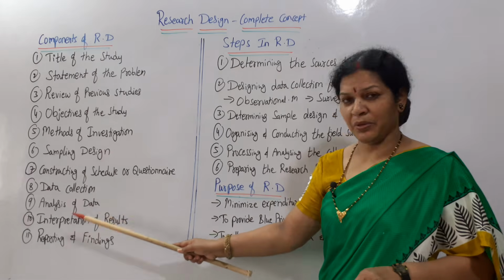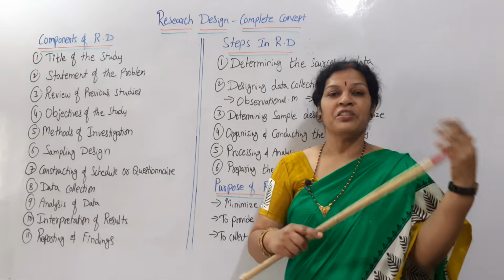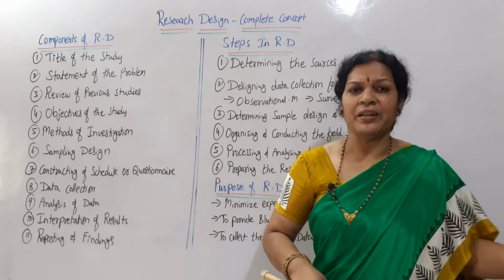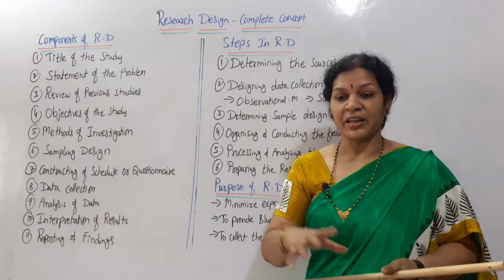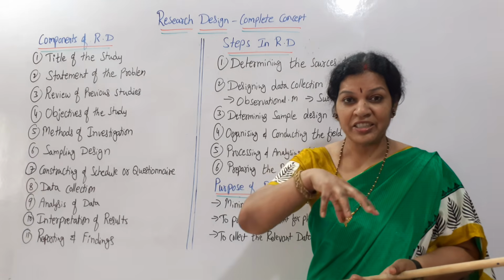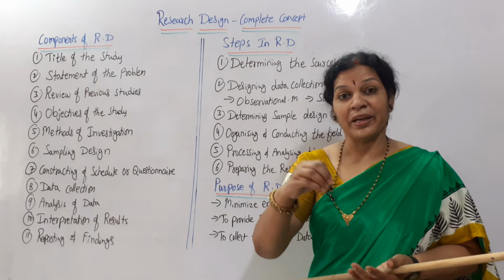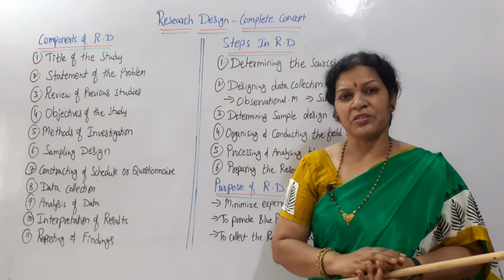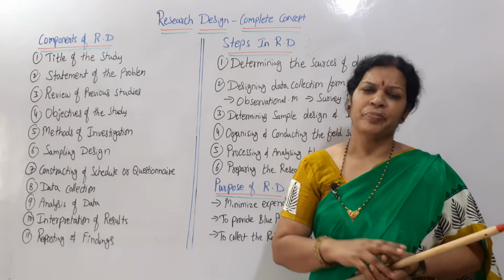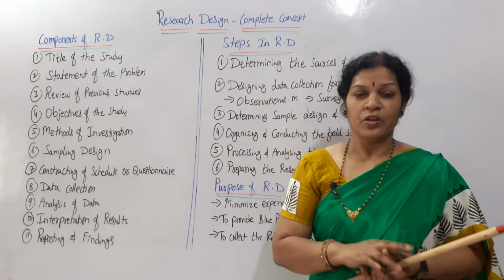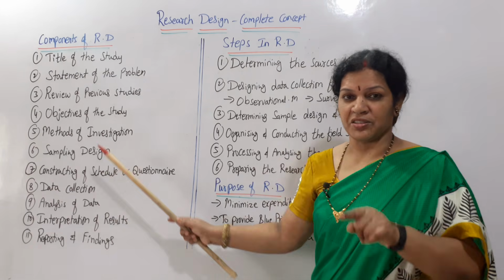Next step, it comes to analysis of data. Data collection is over. Once I collect the data, what to do? That data is to be analyzed. Data collection means that data is raw data. That data is to be analyzed. How to be analyzed? Where to give it for the analysis? Most of the people do it by themselves only. So, analysis of data, how to do this? That is also part of the research design.